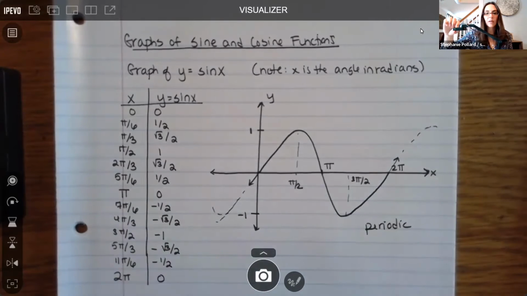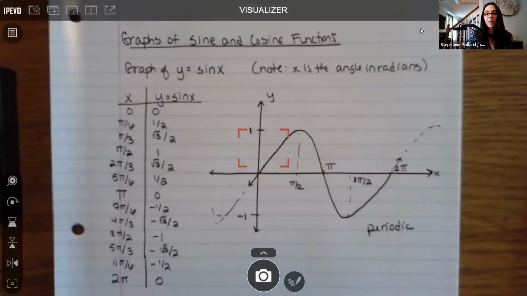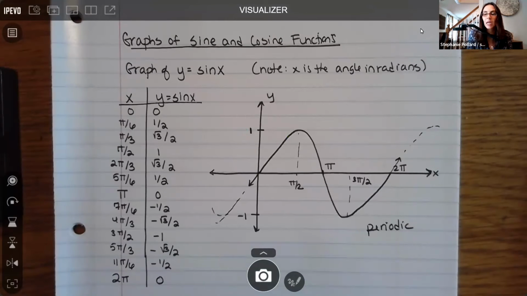In this next set of videos, we're going to talk about the graphs of the sine and cosine functions. What I have so far in our notes are some key points that either we've done together or that you could find if you extend the rules that we've already used with reference angles. Hopefully a lot of these values look very familiar to you already.